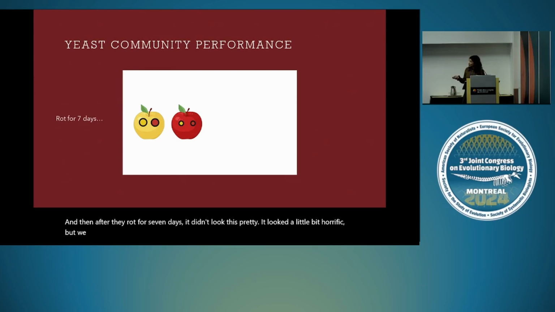But we see that the yellow yeast did really well in the yellow apple, and the red yeast also did really well in the red apple.